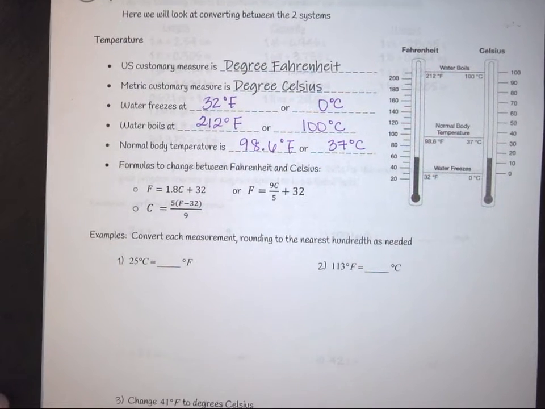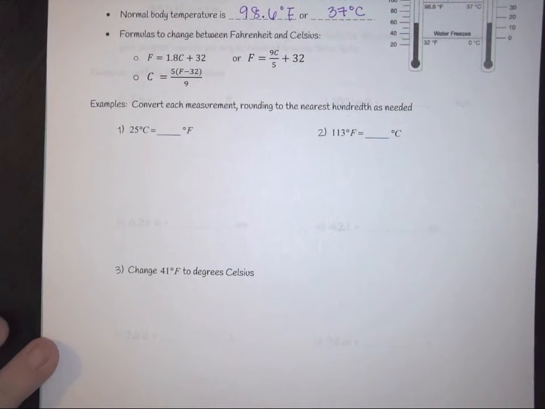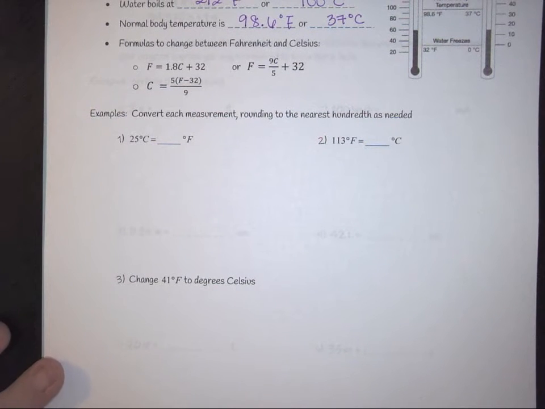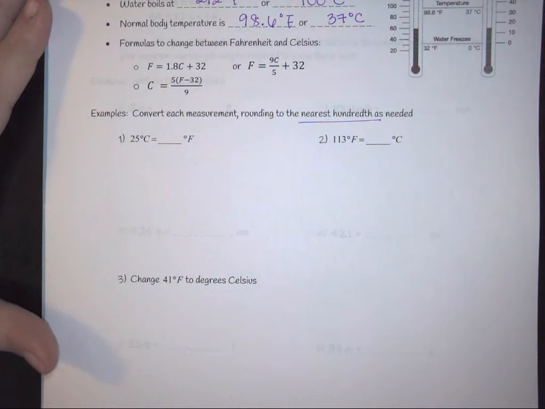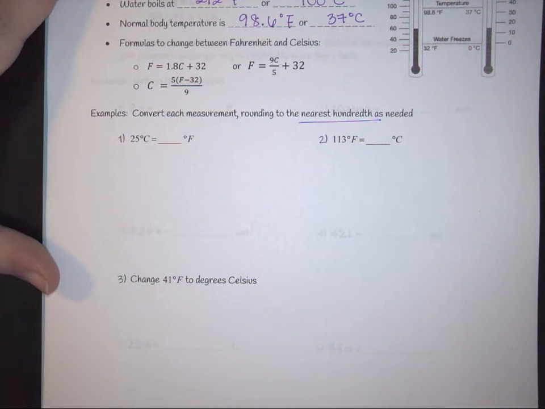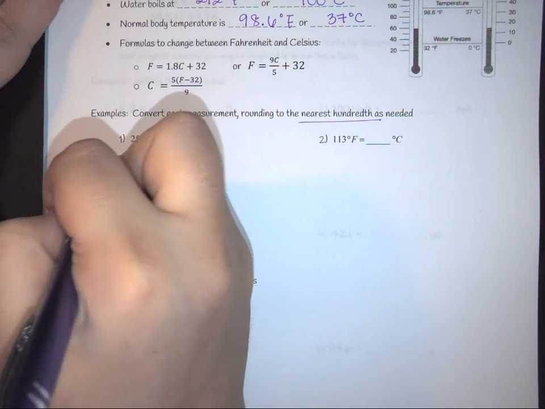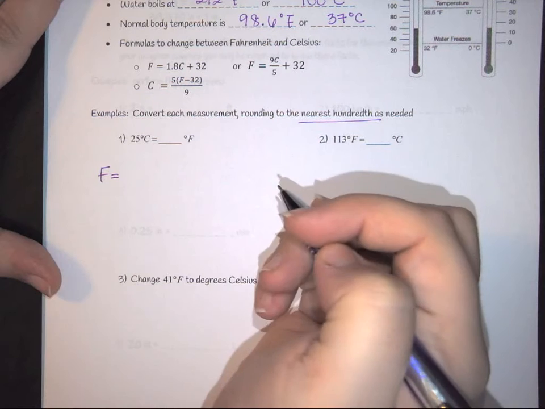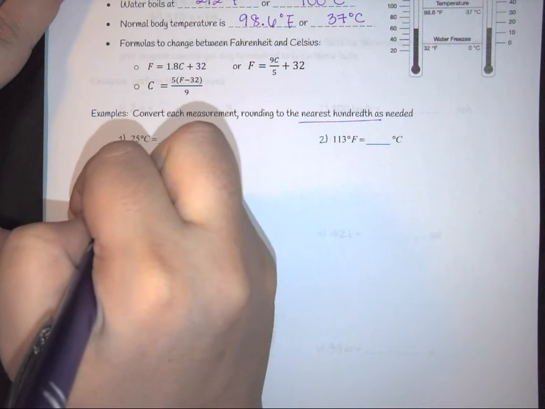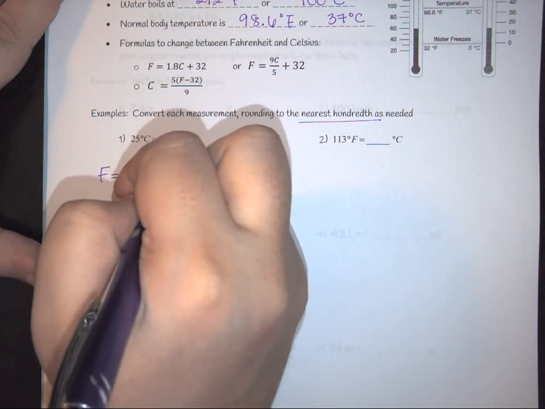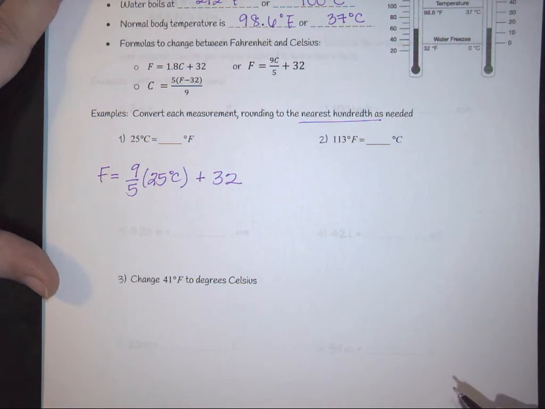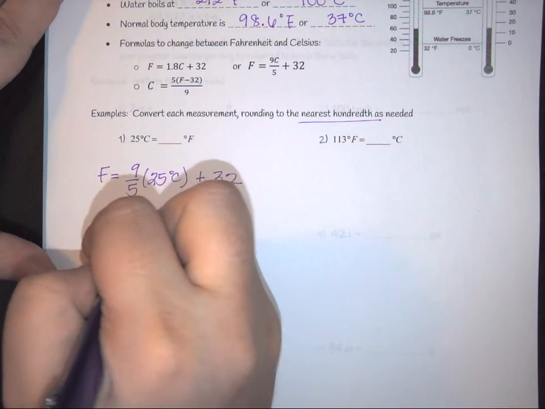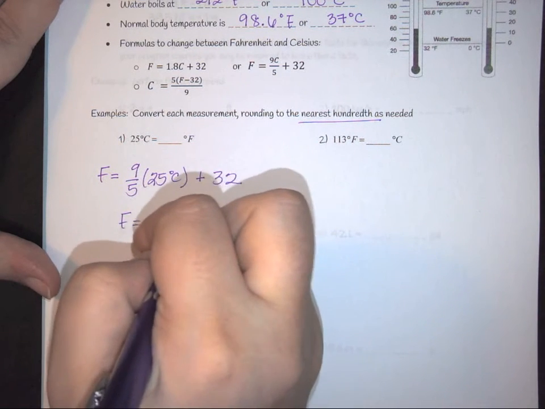So here, in these first couple examples, we want to convert between the two different degrees, and we want to round to the nearest hundredth as needed. I want to go from 25 degrees Celsius into Fahrenheit. So I'm going to use the Fahrenheit equation, and so we have 9/5 times 25 degrees Celsius plus my 32. When you do that, you come out with 77 degrees Fahrenheit.